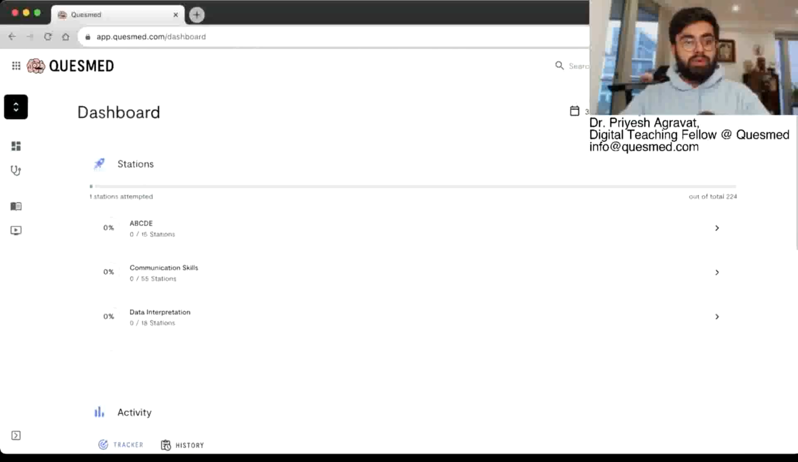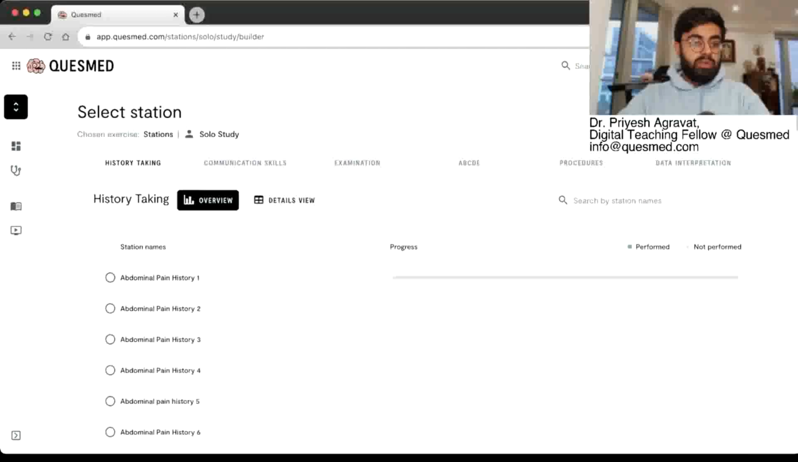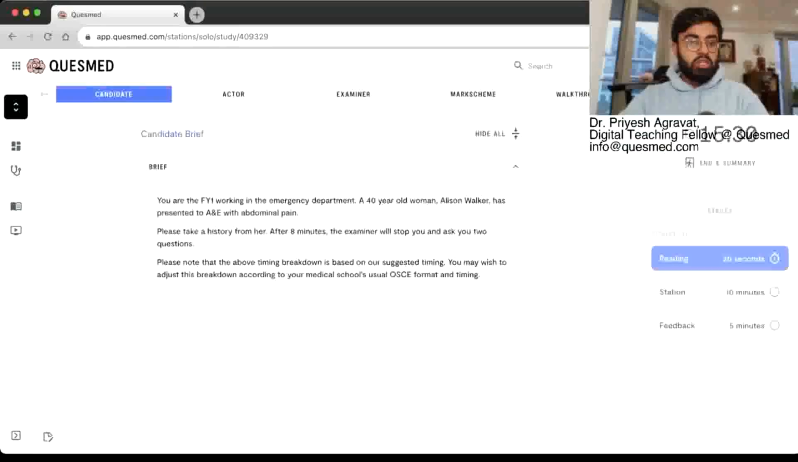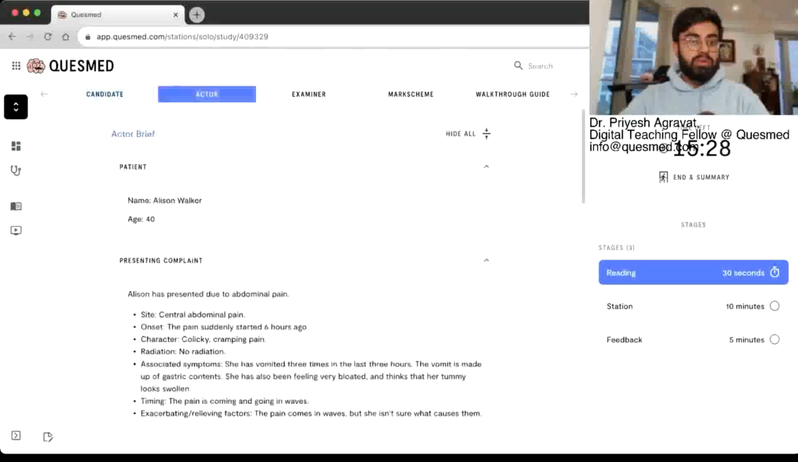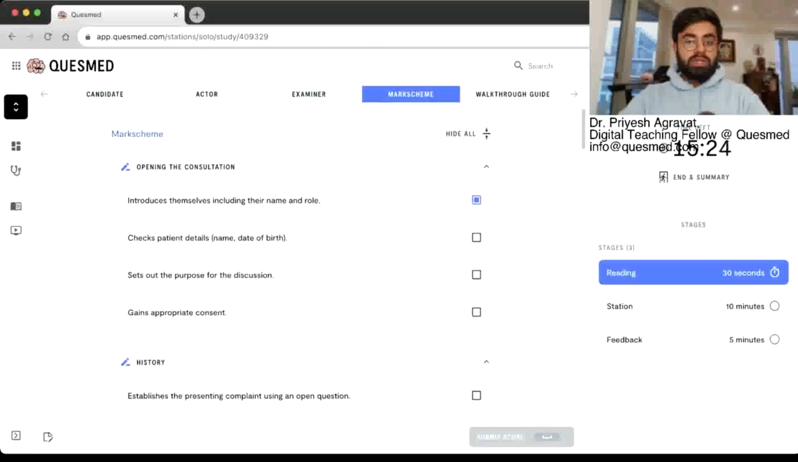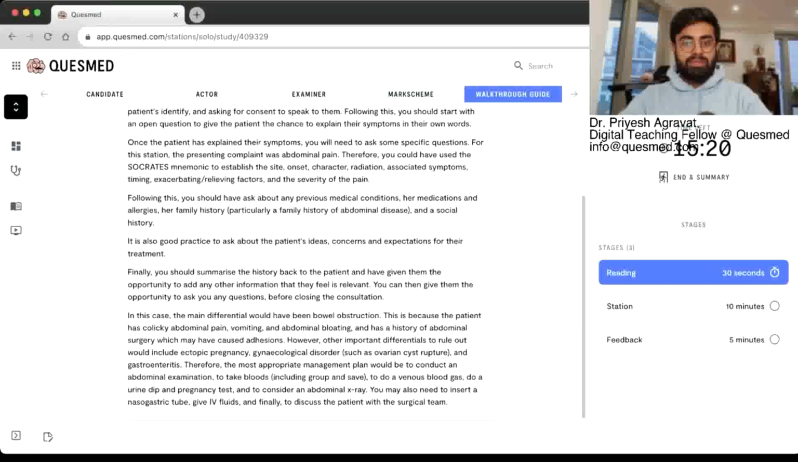Just to quickly show you, we also have an OSCE which will cover the practical elements of your exams, including A to E assessments, communication skills, examination stations, and history taking stations. For each and every station, we can take them under timed conditions, and this is something that you can do with your friends, where you can each take up a role and practice and go through them together. For each OSCE station, we also have a walkthrough on how to approach that station as well.